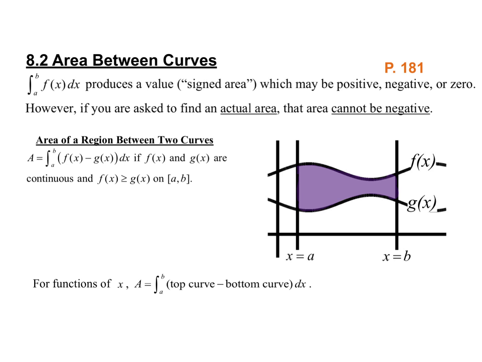So one of the things that's going to change in this unit that maybe you're used to because you've done it before, but we don't spend a lot of time looking at functions of y. We spend most of our time talking about functions of x. So when that happens, if you have a function of y, it's going to be the right curve minus the left curve, because the right values of x are bigger than the left values of x. Just like here, the top values of y are bigger than the bottom values of y. So this is all kind of review, yeah?